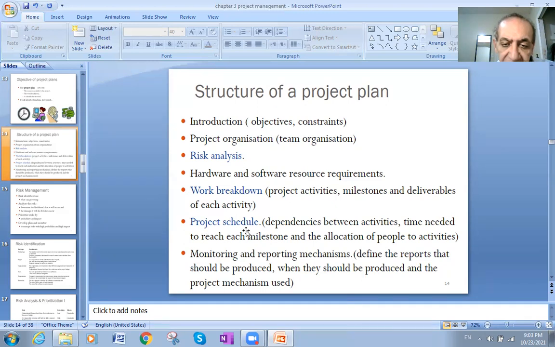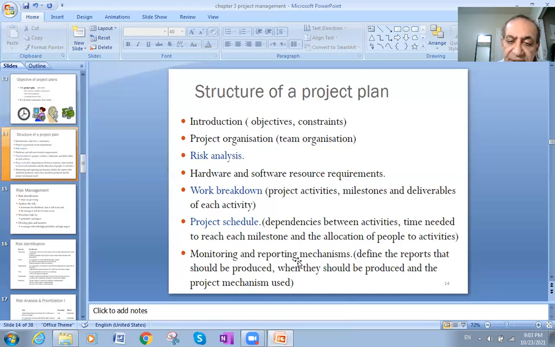Project schedule, dependencies between activities. For example, I cannot start building the second floor in a building without building the ground floor first. So this is a dependency. The second floor depends on the ground floor. Activities, time needed to reach each milestone and the allocation, the time for each. For example, the ground floor will need 15 days. Starting from the 16th day, I can start building the second floor and so on. Milestones and the allocation of people or activities as well.